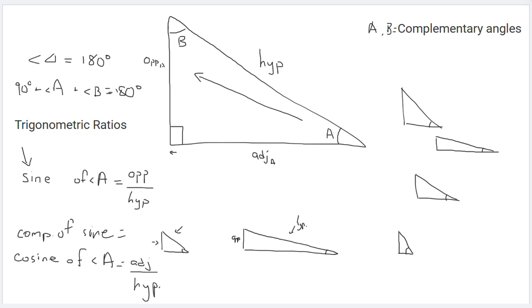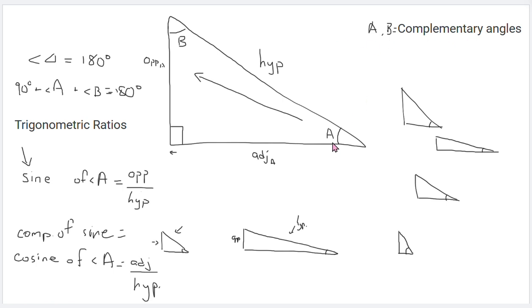Let's say I have a triangle, and I know that it's a right triangle. I know one of the angles is 90 degrees. What do I know about the other two angles? Well, I know that A and B, algebraically, add up to 90 degrees. So we call them complementary angles.